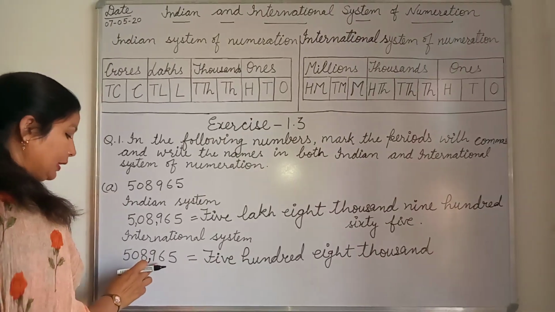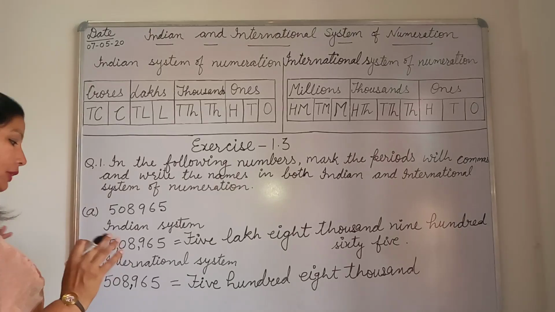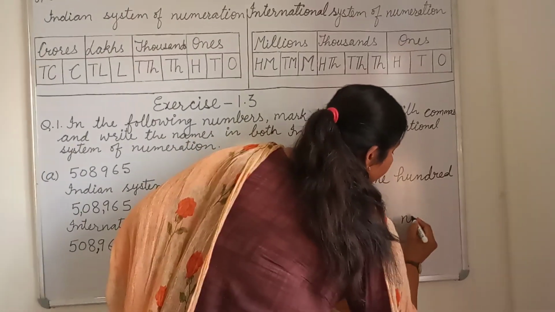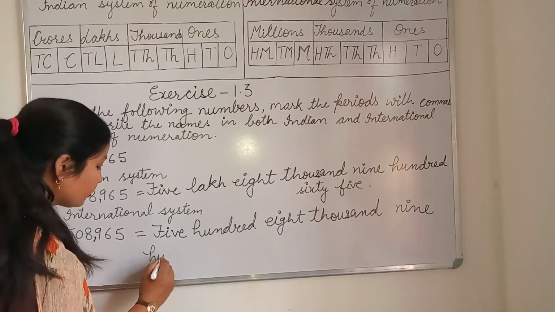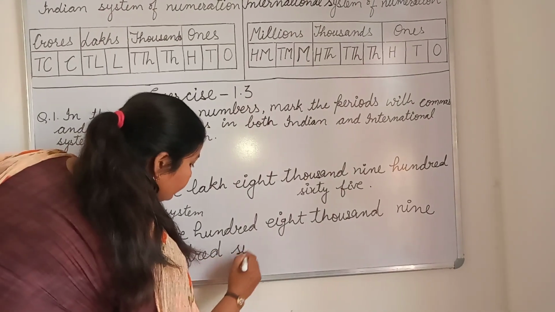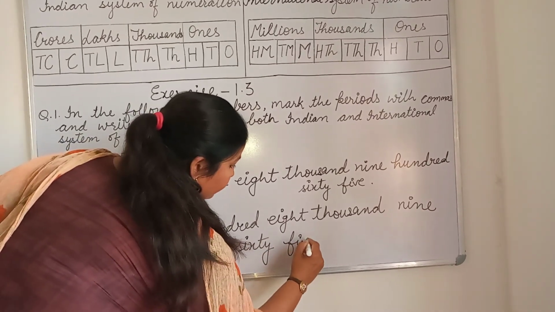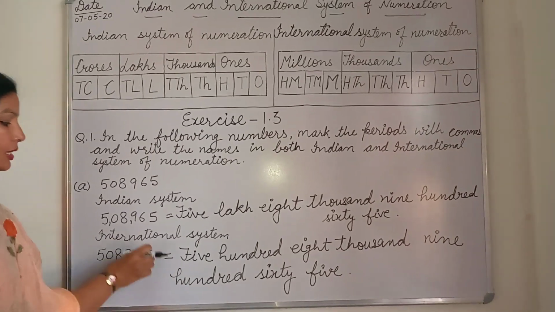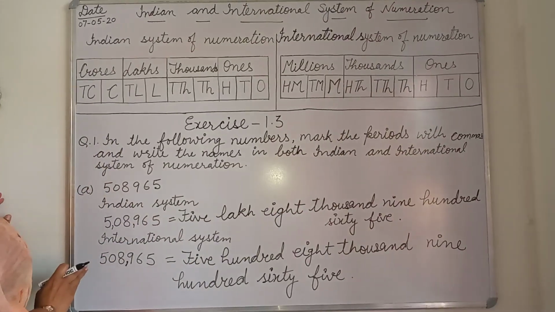Now 965. This is in the ones period and we do not use the word ones period. Only we write 965. So we write here 965. So that will remain the same. The ones period, there also same. But after that it will change.